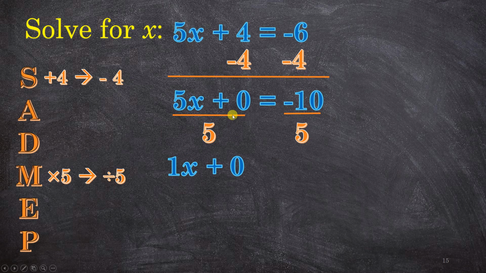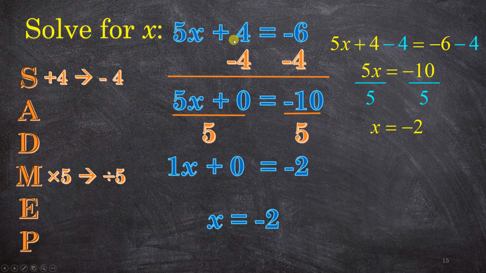Well, that makes 1. That makes 0. We don't need to write plus 0. We don't need to write times 1, and that equals negative 2. So again, when we're getting rid of division or multiplication, we want a 1. When we're getting rid of addition or subtraction, we want a 0, just like this. So x equals negative 2. Done and done.